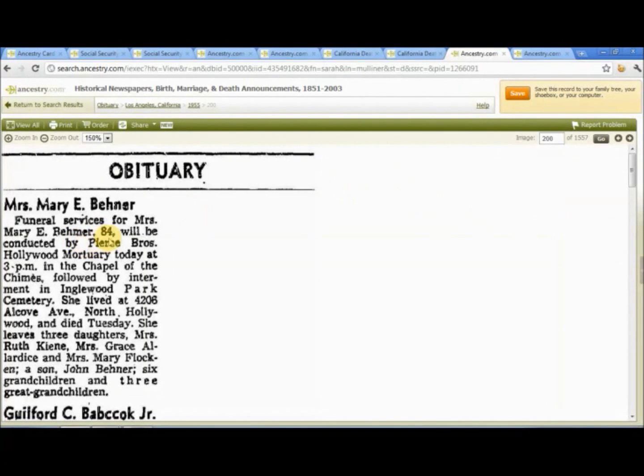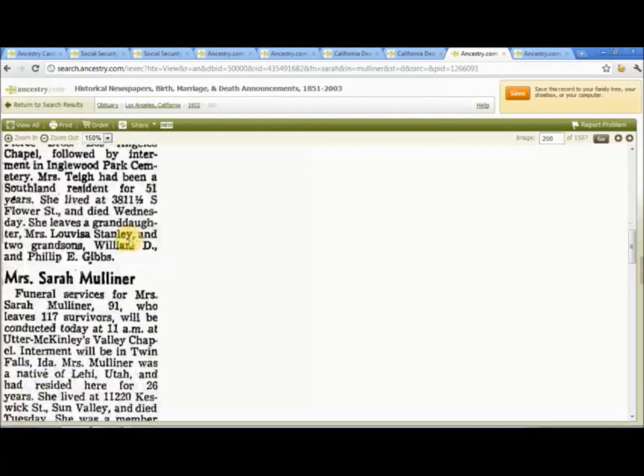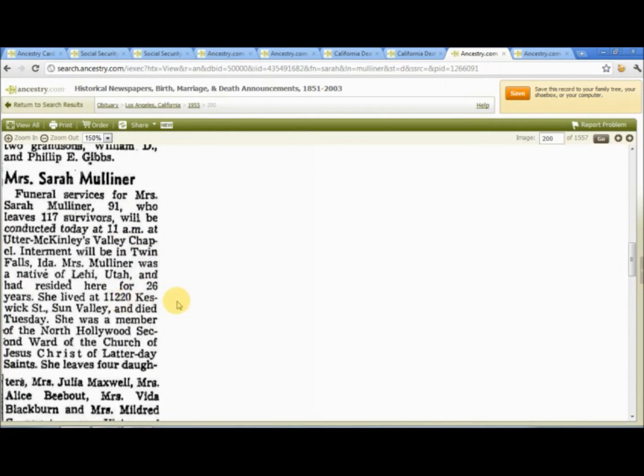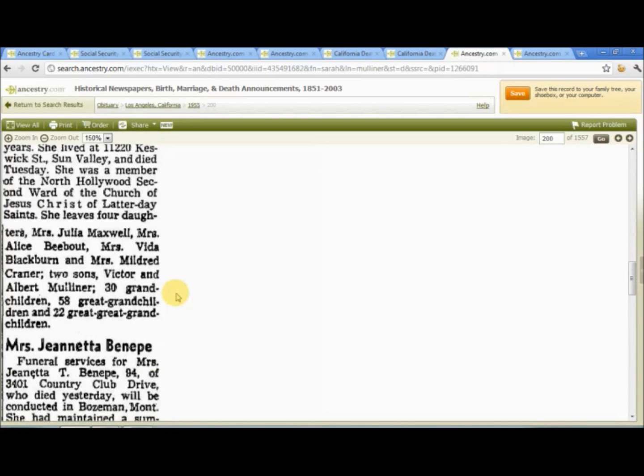When I click on that, I'll get an image of an actual clip of that newspaper page. And if I scroll down, there she is, Mrs. Sarah Moliner, age 91, who leaves 117 survivors. As a matter of fact, I think if you scroll down a little bit further in this obituary, you'll discover exactly how that breaks out. She leaves 4 daughters, and now you'll notice it lists the married names of each of her 4 daughters, her 2 sons' names, and then it says 30 grandchildren, 58 great-grandchildren, and 22 great-great-grandchildren.